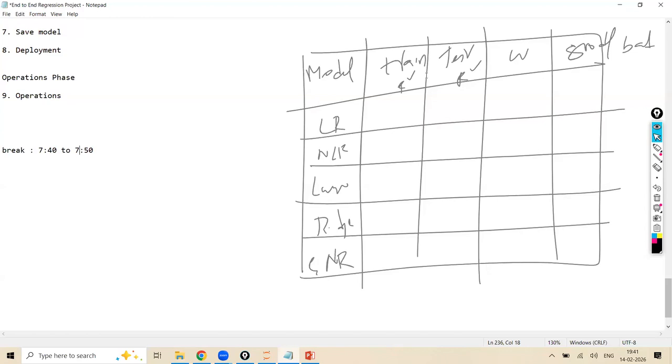Okay, Shanti, within the plus or minus 5% range. Okay, first let us have the 10 minute break and we'll continue from here. Break.